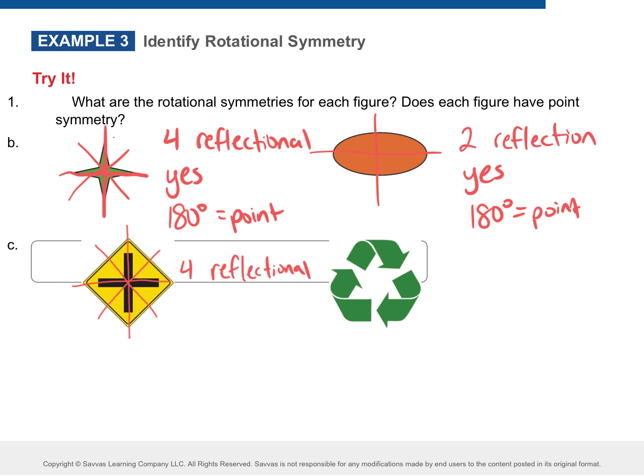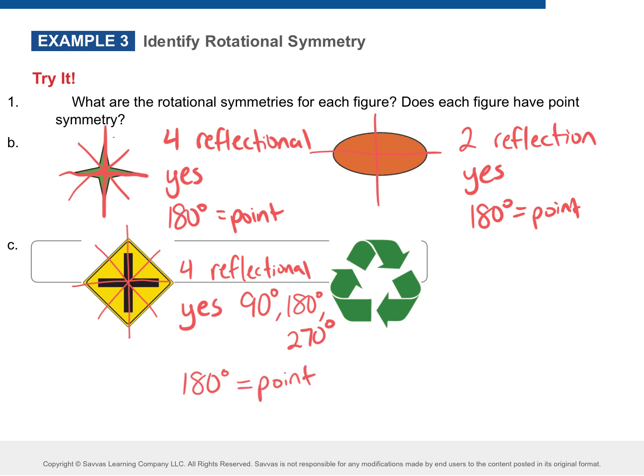What about rotational? Yes. Does anyone know the specific degrees? 90. What else? 180. What else? Yep. So does this have point symmetry? Yes. It has 180 degree rotational, so that does mean it has point symmetry.